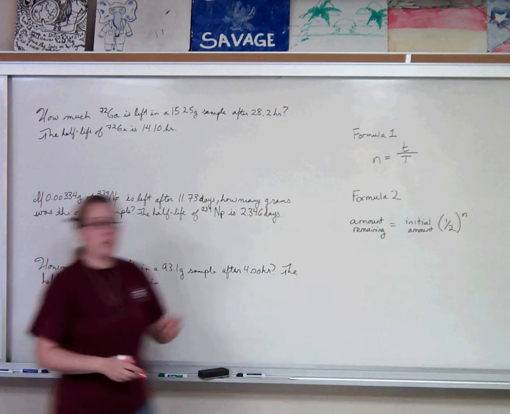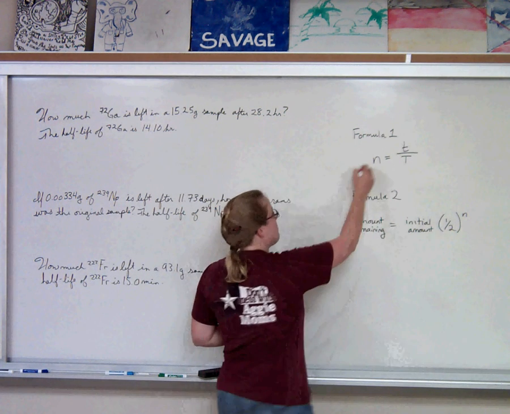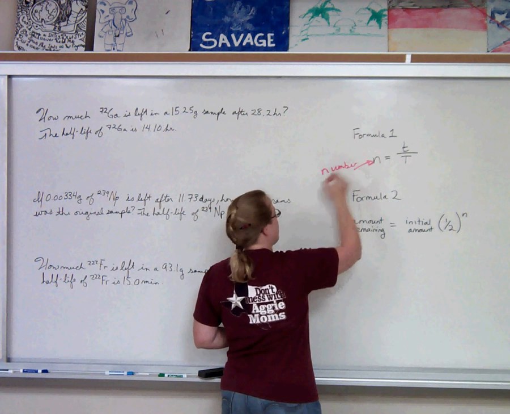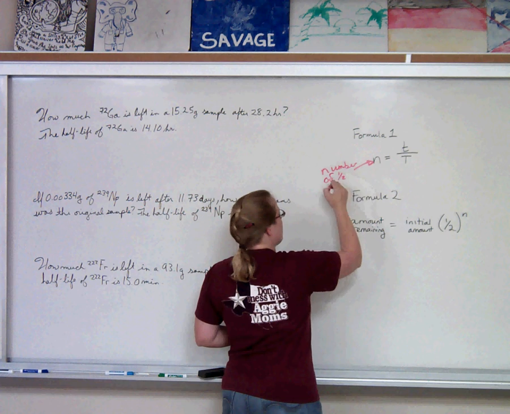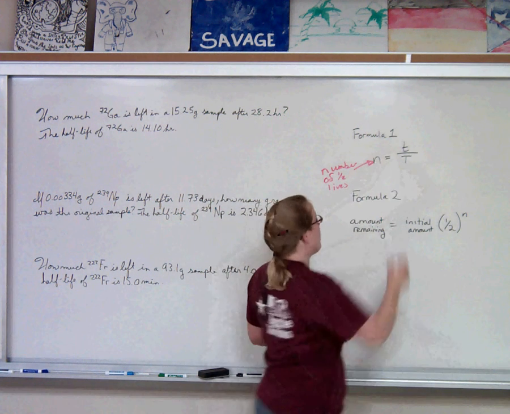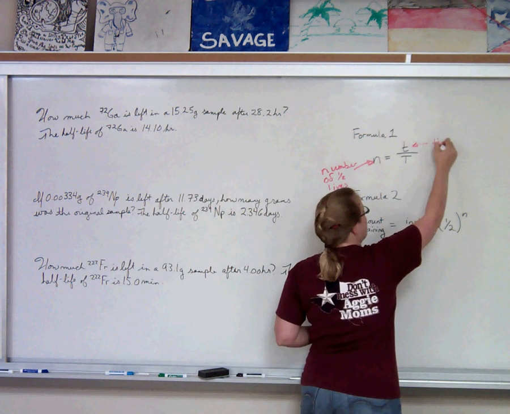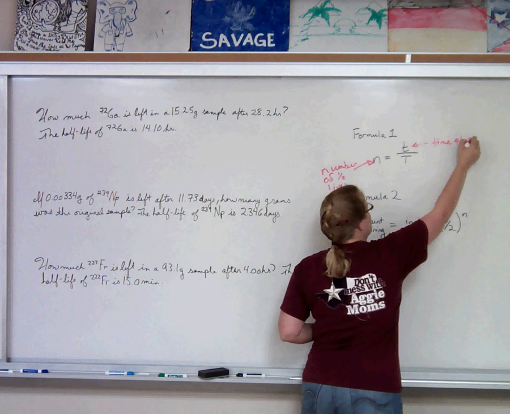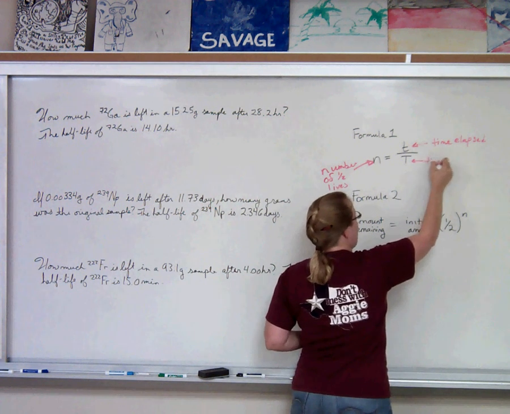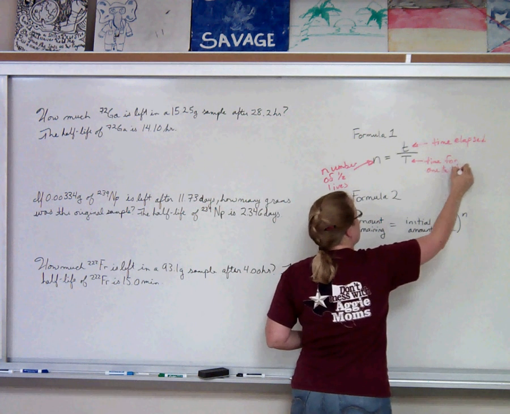First of all, when you're doing half-life, there are two formulas. The first formula is to figure out the number of half-lives that have been spent. That's why it's N for number. Number of half-lives. To figure that out, you need to know two kinds of time. The first time is how much time has elapsed since the beginning, whatever the beginning was. The second one is the time for one half-life. You need to know those two things in order to figure out N.